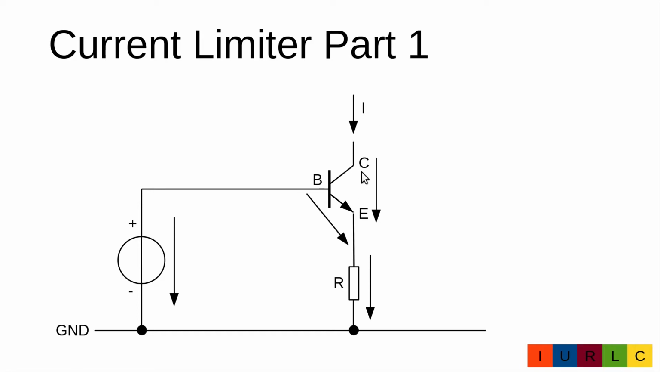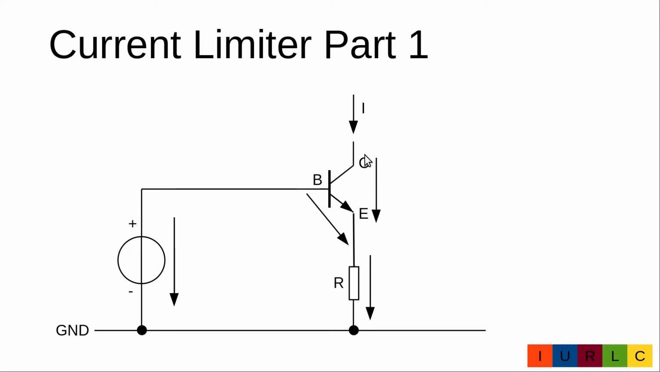If the current in the collector decreases, the emitter current also decreases, so the voltage drop on the resistor will also decrease. With a lower voltage on the resistor, but a fixed base voltage, the base emitter voltage will increase. This will open the transistor in such a way that the original 0.7 volts is reached again.